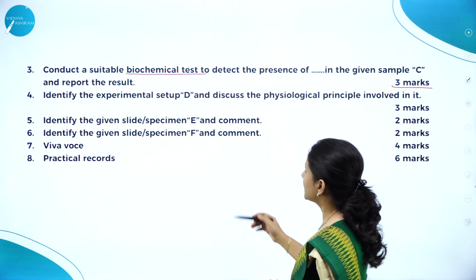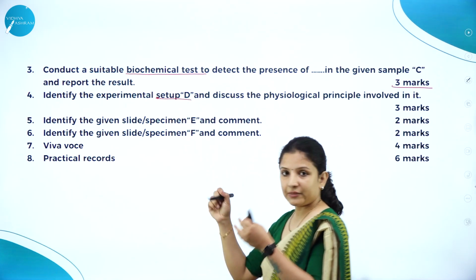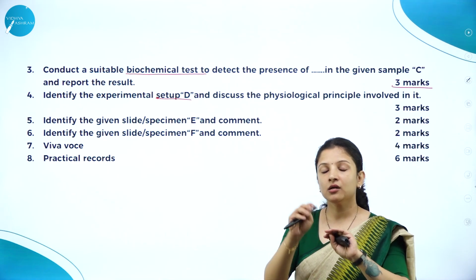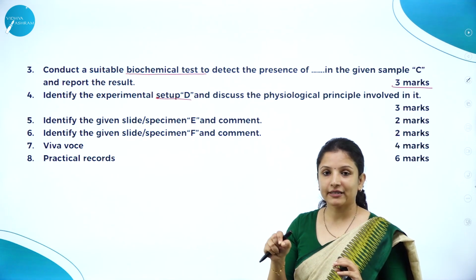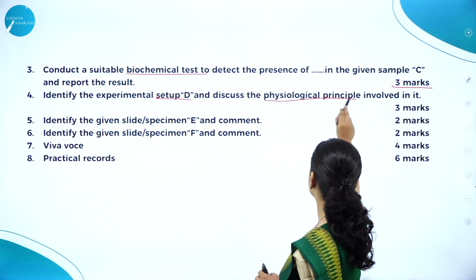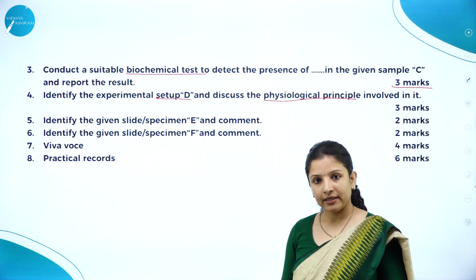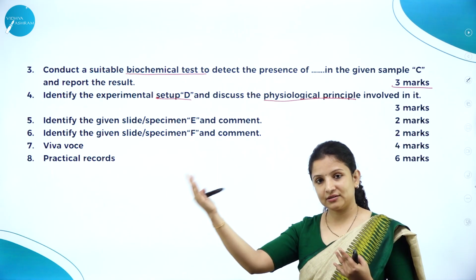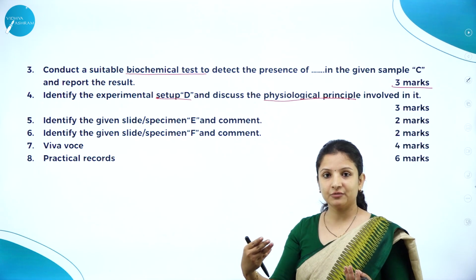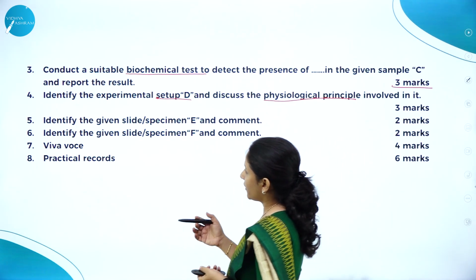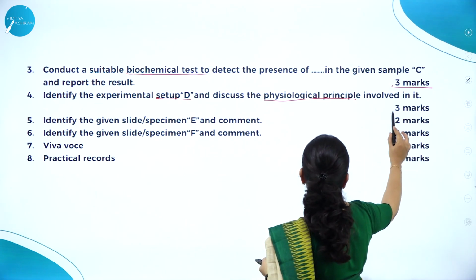Identify the experimental setup D. Here, the experimental setup will be prepared and kept. Only thing is you have to go there, see what it is, write what the experimental setup is, and you have to write the principle involved in that particular experimental setup. Say for example, the plant is bending towards right. Why is it? What is the principle behind it? So like that you have to write the principle. This is also for 3 marks.